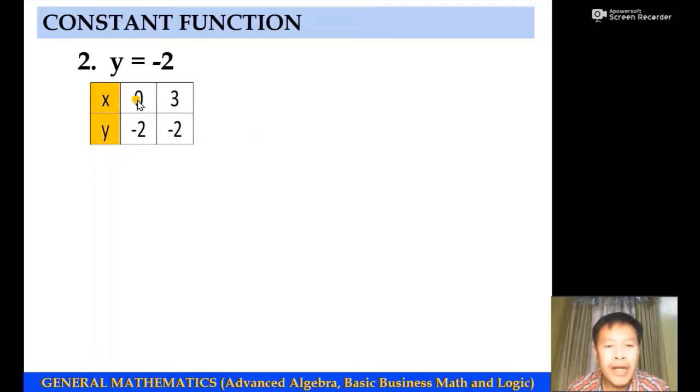Now, you have already 2 points here. Therefore, you can sketch now the graph of the constant function. Take note, the graph of all constant functions are parallel with the x-axis. But if our constant function is y is equal to 0, our horizontal line coincides with the x-axis. Therefore, the equation of the x-axis is y is equal to 0.